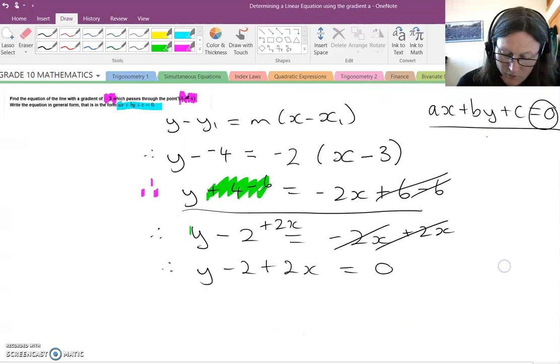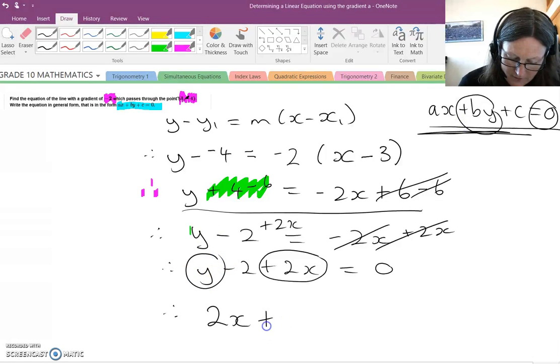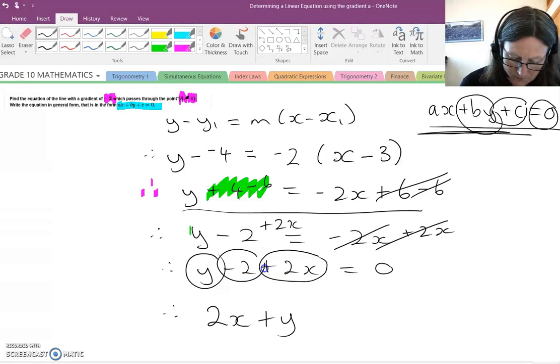Let's look at the general form. Let's get it in the same order. The term with the x comes first. Remember, the sign in front goes with it. Then the term with the y, sign in front goes with it. And then the term that's on its own with no pronumeral.